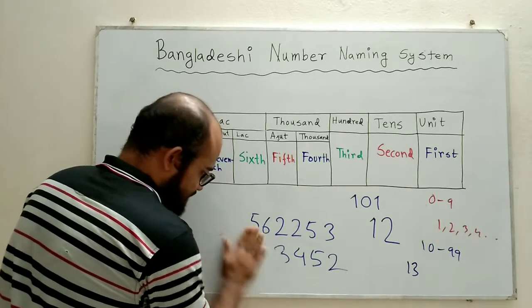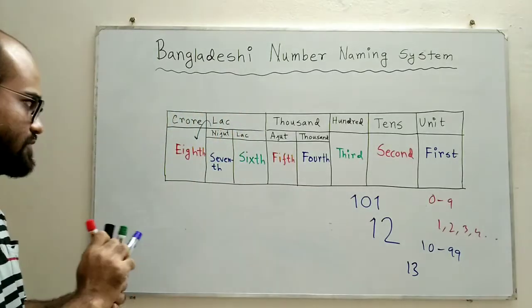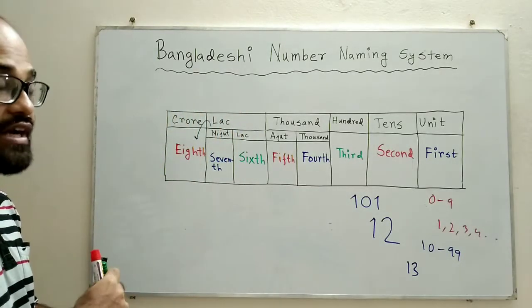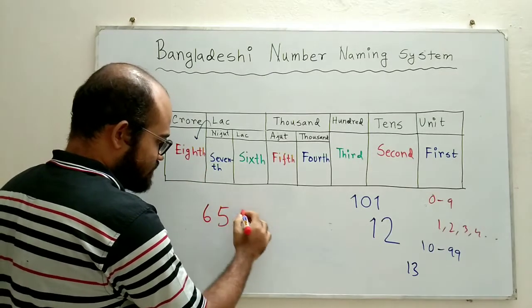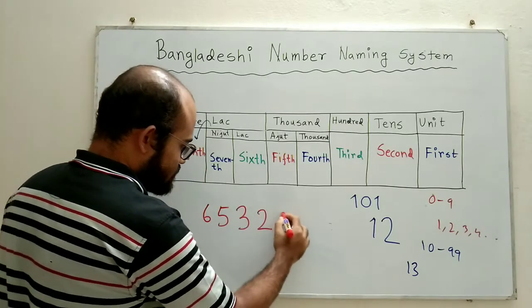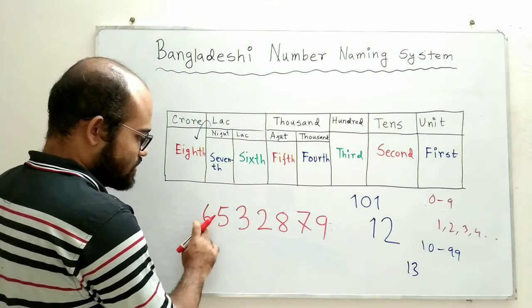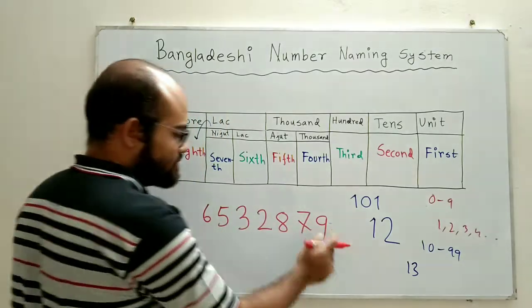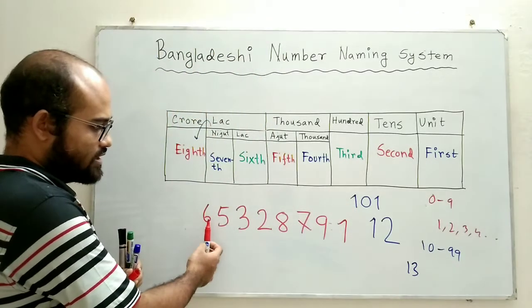Okay, so let us have an example of a number expressed in crores. It must be a number having 8 digits. Let us be clear about that. 6532879. Let's see how many digits it has: 1 2 3 4 5 6 7. We have one less. So it is read as how many?